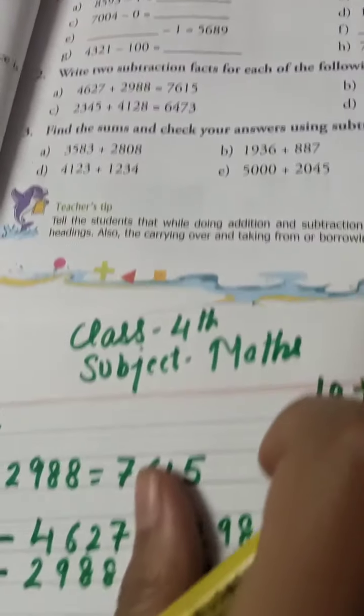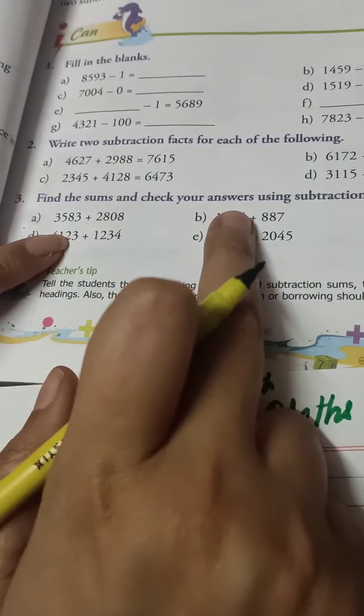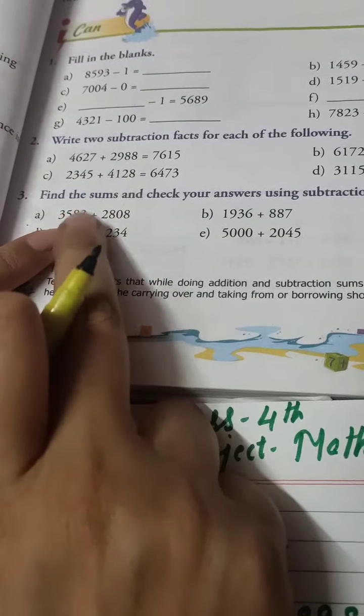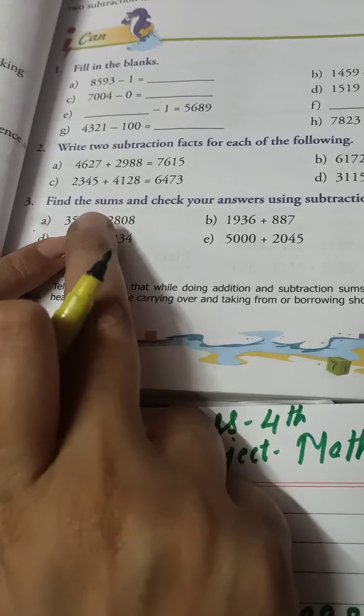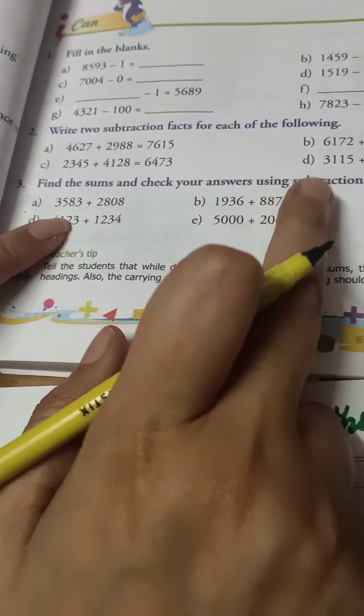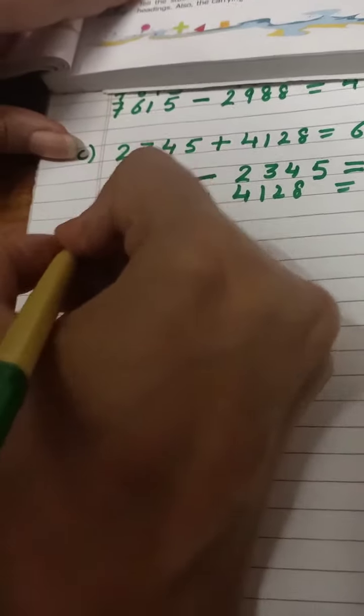Question number 3. So what is question number 3? Find the sums and check your answer using subtraction. Students, sum means we will add the given numbers. After that we will get the sum. We will check the sum by using subtraction. Now see here, question number 3, A part.